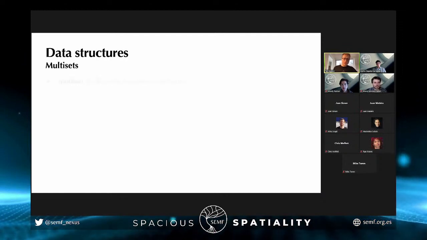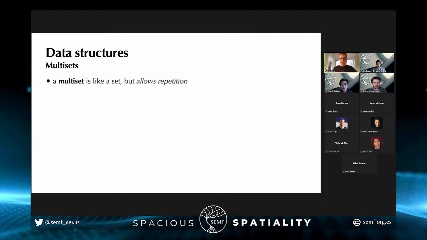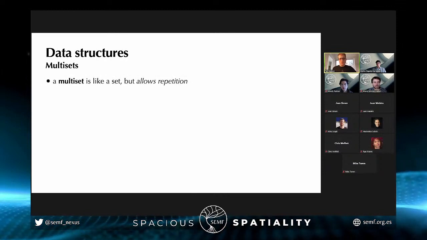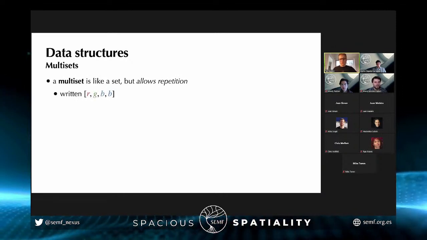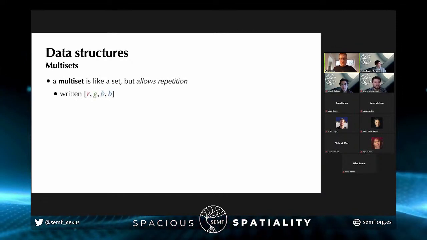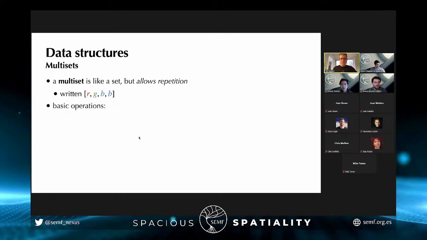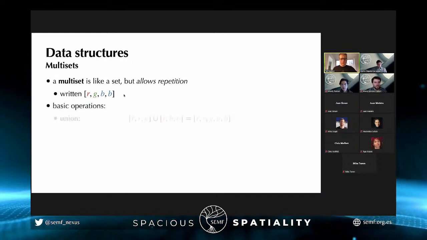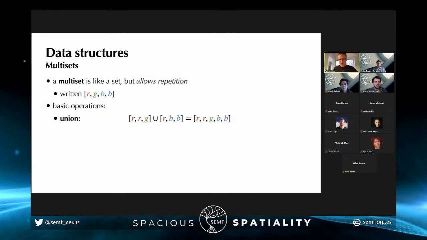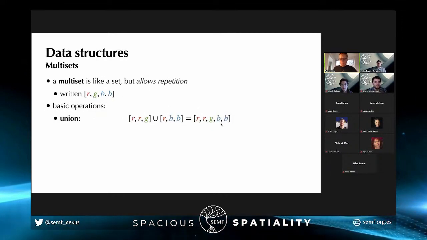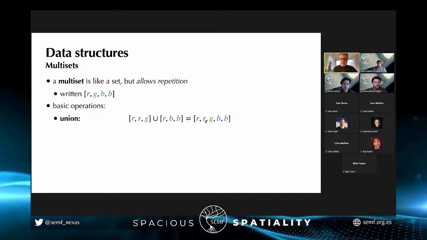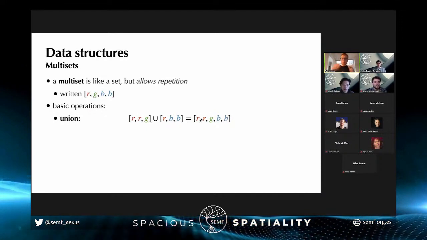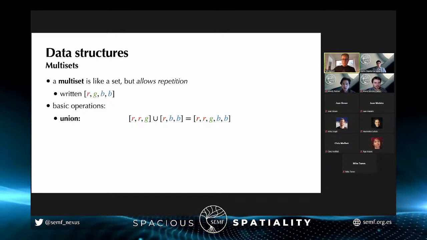Okay, multisets are a little bit less familiar structure, but they're extremely useful, as we will see. A multiset is like a set, but it allows repetition of elements. So we'll use square brackets. There's no particular convention, but we'll use square brackets to represent this. And you can see here that B is repeated twice. So what are the basic operations? Just like sets, we can form unions of multisets. Now, importantly, if an element is in both multisets, it grows. Oh, sorry, this should actually have three R's in it. It grows in multiplicity, so it just keeps stacking up.